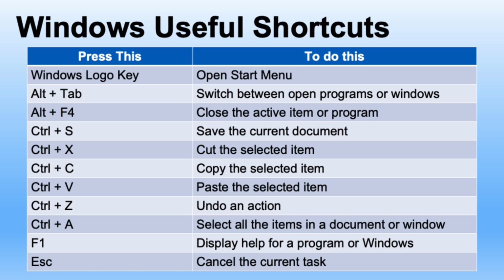Really useful in any word processing or document or file management operation you're doing. Control plus Z will undo an action. Control plus A will select all the items in a document or a window. F1 displays help for a program or windows, and the Escape key will cancel the current task.